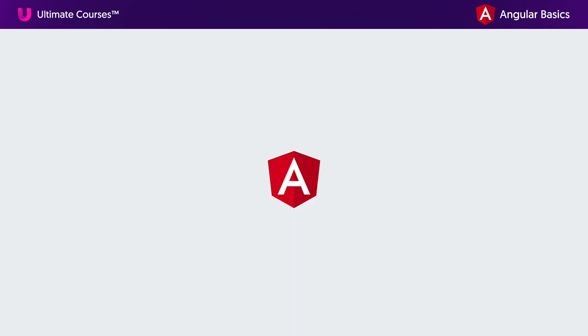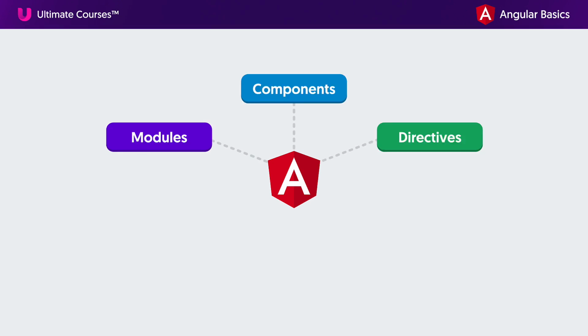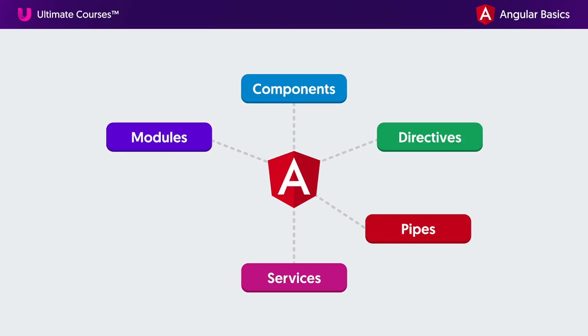Time to talk about architecture. What makes up an Angular application? There are several main building blocks. We have modules, components, directives, pipes, services, and finally, the router.